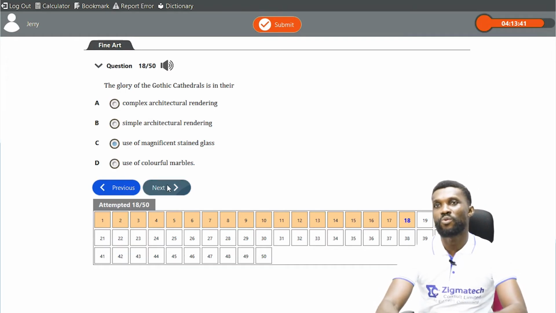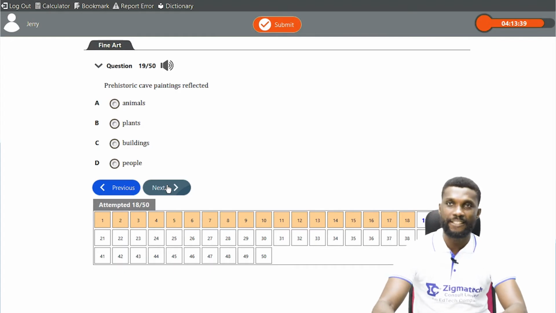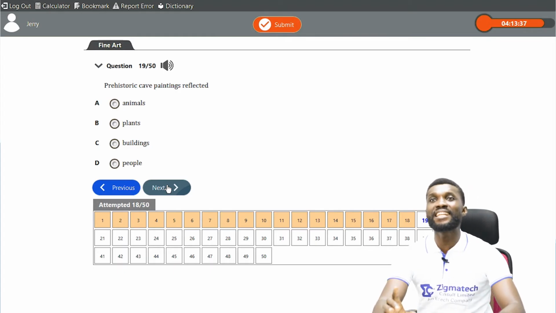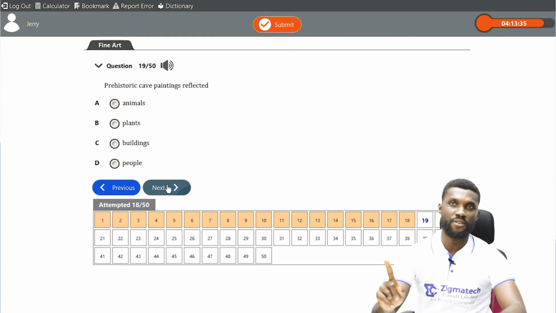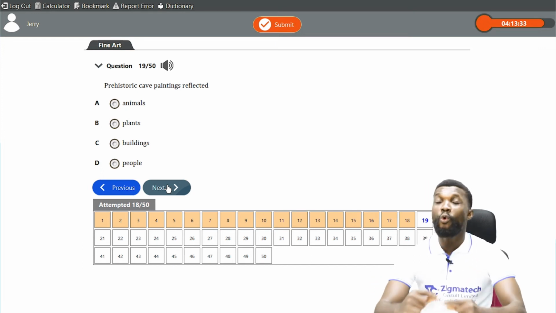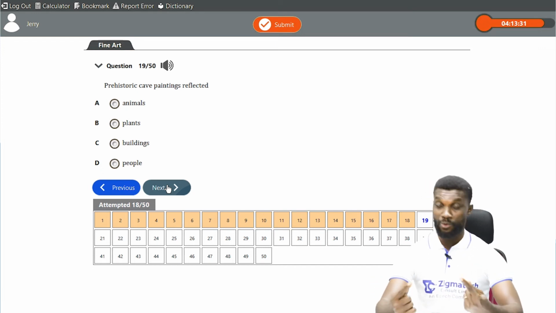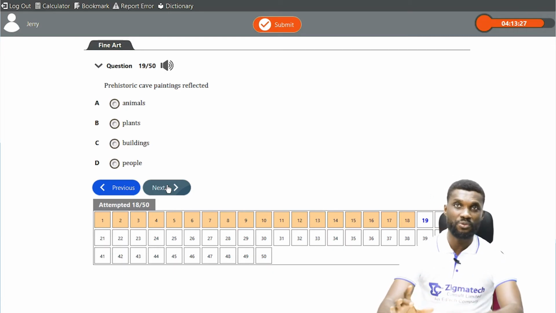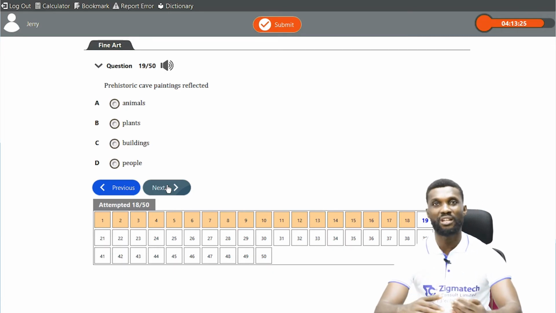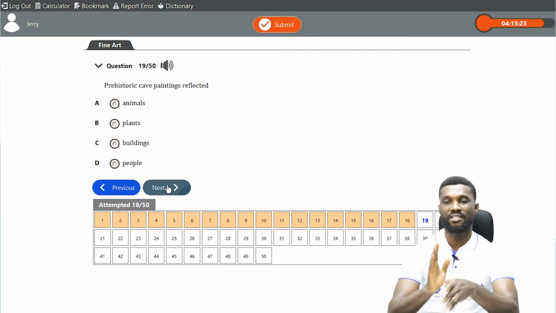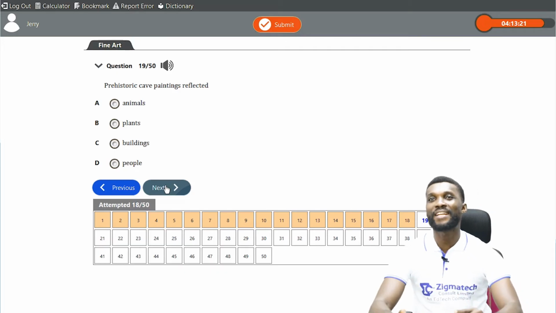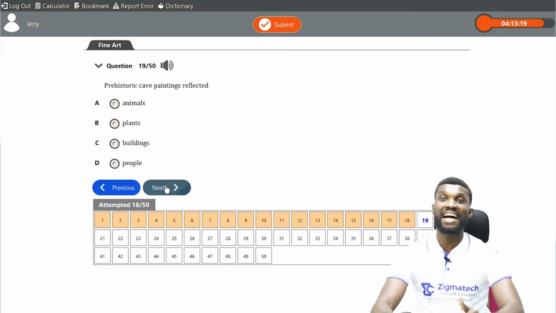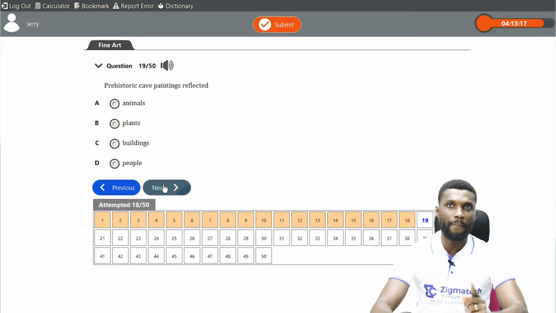All right, now let's look at question number 19. Now the prehistory cave painting reflected dash. I have flogged this over and over again, but I will still try to understand this, how to sink it, so that by the time you face your post-UTME or your JAMB, whatever, you hit it back to back, and then you're done. Our prehistory cave painting reflected dash: A, animal; B, plants; C, building; and D, people.